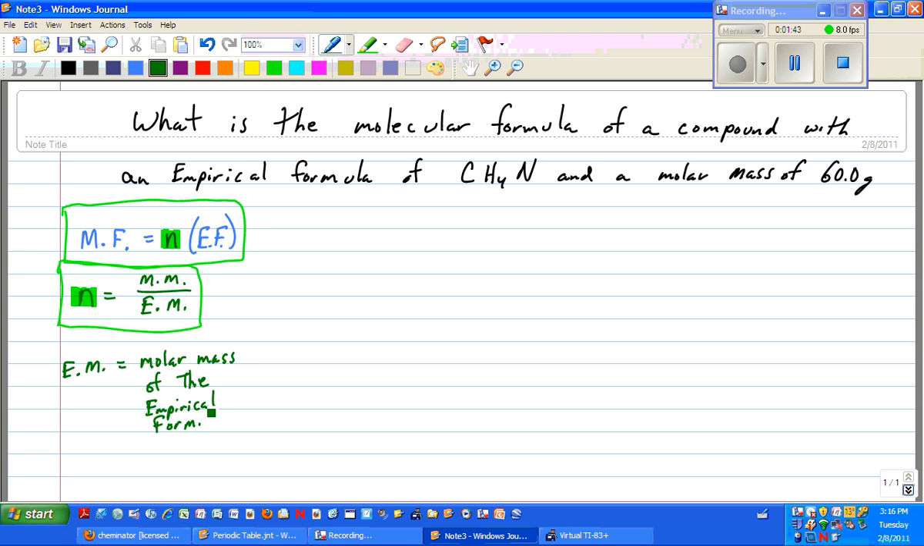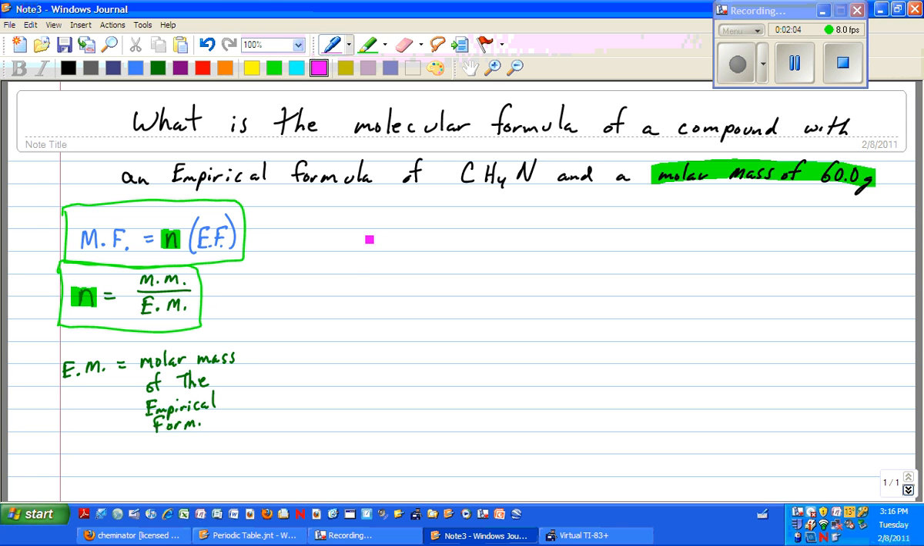Okay, we're ready to get started here. First thing I'm going to do is identify my molar mass. Right here we have a molar mass of 60 grams. That's going to become important later. I know that I want to figure out the molecular formula. I'm going to have to calculate n because I don't have that.